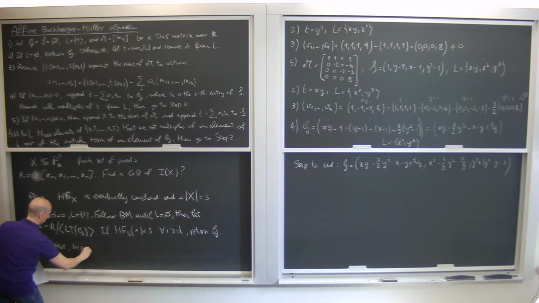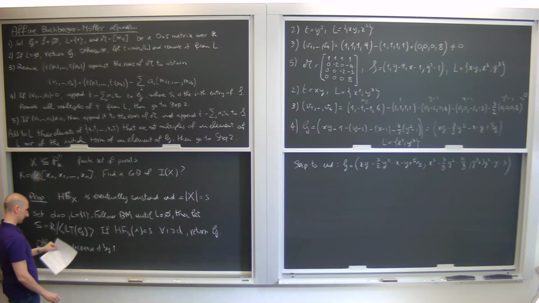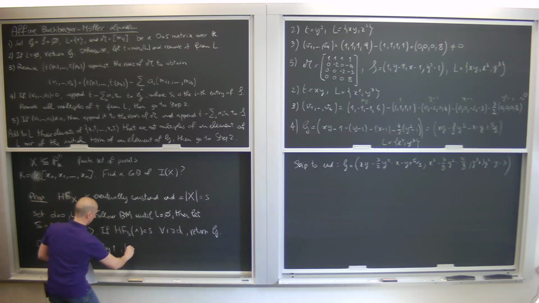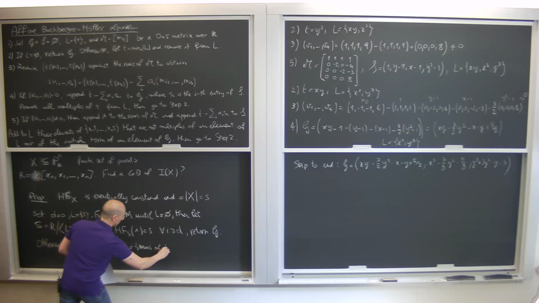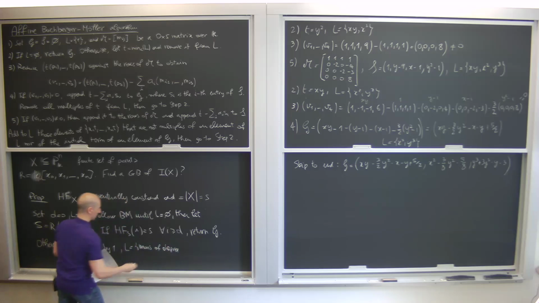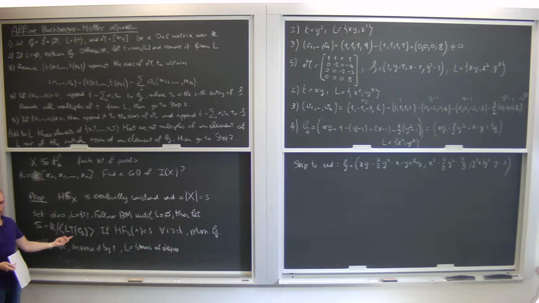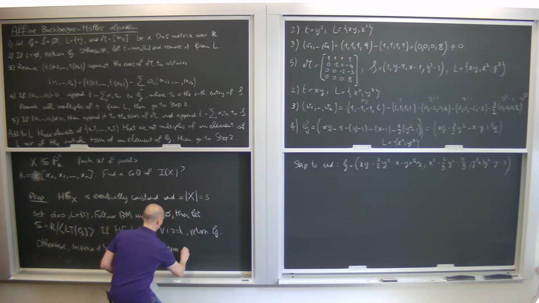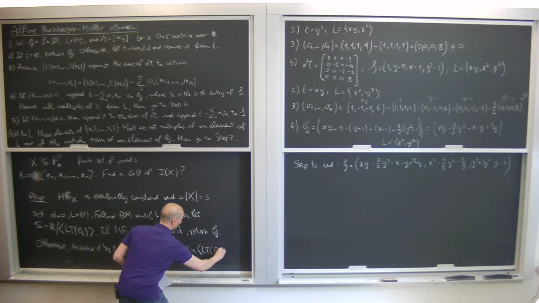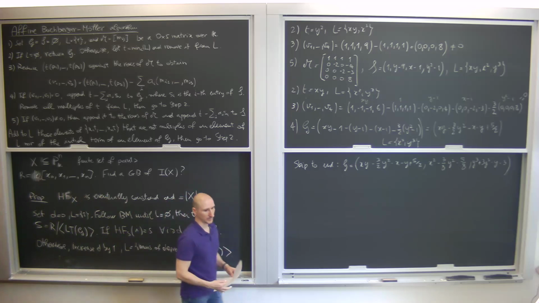Increase D by 1. And you set L to be the monomials of degree D. Well, except you already know some you don't need to check, so you can leave out stuff that's a multiple of these things not in this ideal. And you keep going.